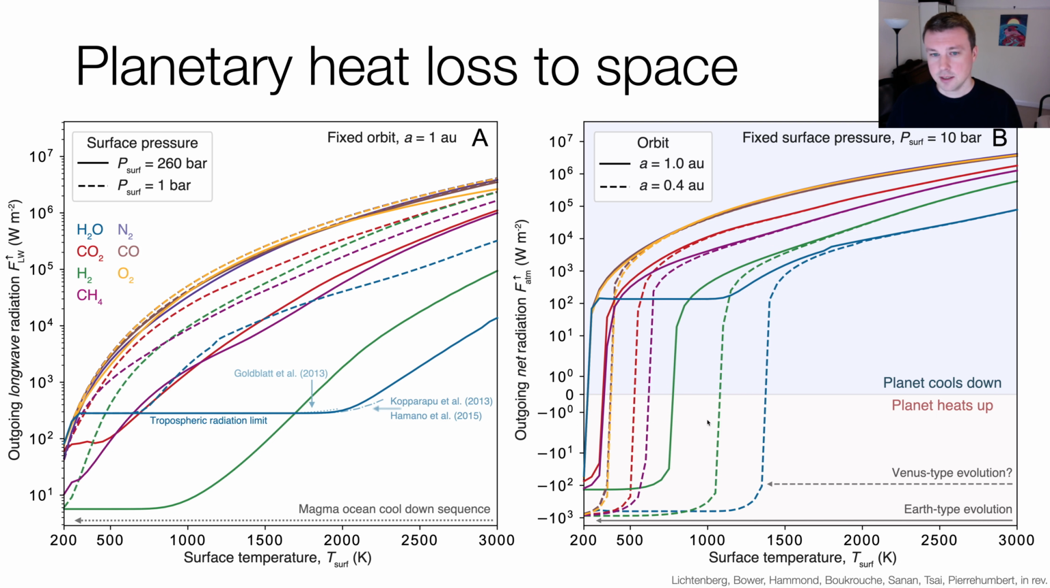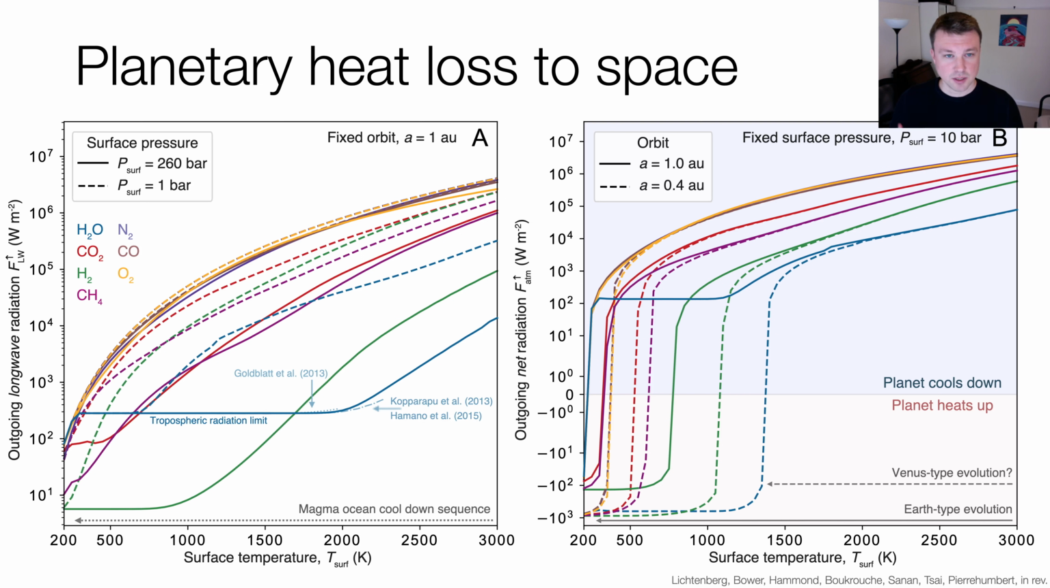On the right-hand side, you see the net radiation to space, which means this also takes into account the incoming stellar radiation. There are two parts, a blue part and a red part. The blue part corresponds to a potentially Earth-like insolation, meaning that these planets can cool down. For the red part, these planets actually receive more energy from the star than they can radiate to space.